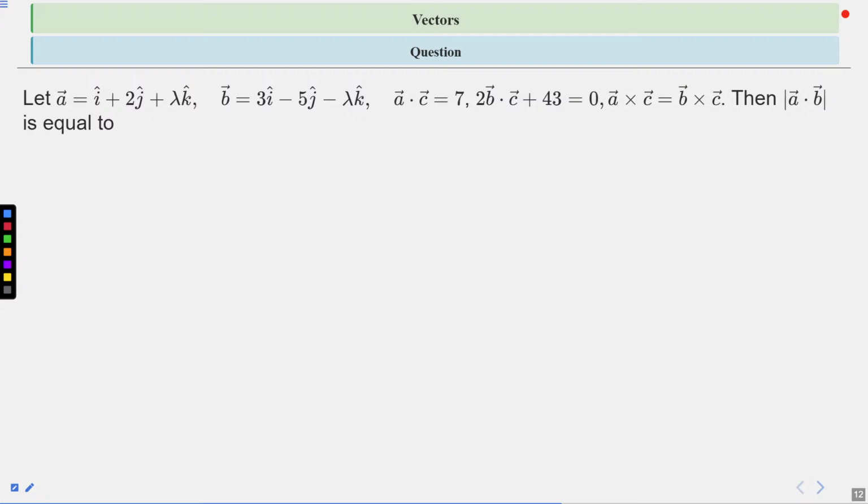Let a vector be equal to i cap plus 2 j cap plus lambda k cap, and b vector be equal to 3 i cap minus 5 j cap minus lambda k cap. It is also given a dot c vector is equal to 7 and 2b vector dot c vector plus 43 equal to 0. And a cross c is equal to b cross c. Then find the mode of a dot b vector. Please solve this question.